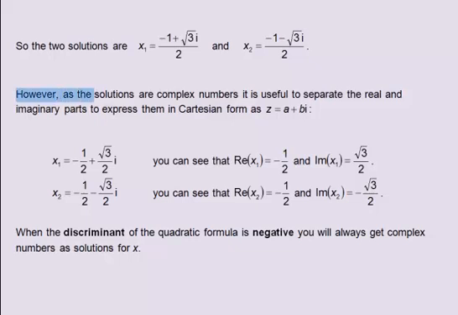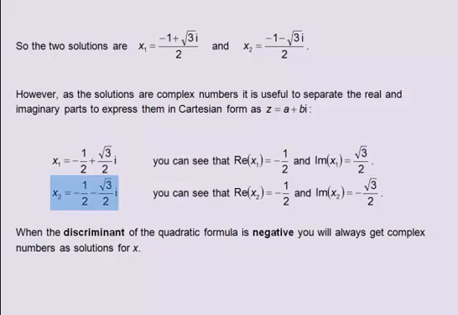However, as the solutions are complex numbers, it is useful to separate the real and imaginary parts to express them in Cartesian form, as z equals a plus bi. For x1, x1 equals minus a half plus the square root of 3 over 2 i. You can see that the real part of x1 equals minus a half and the imaginary part of x1 equals the square root of 3 over 2.